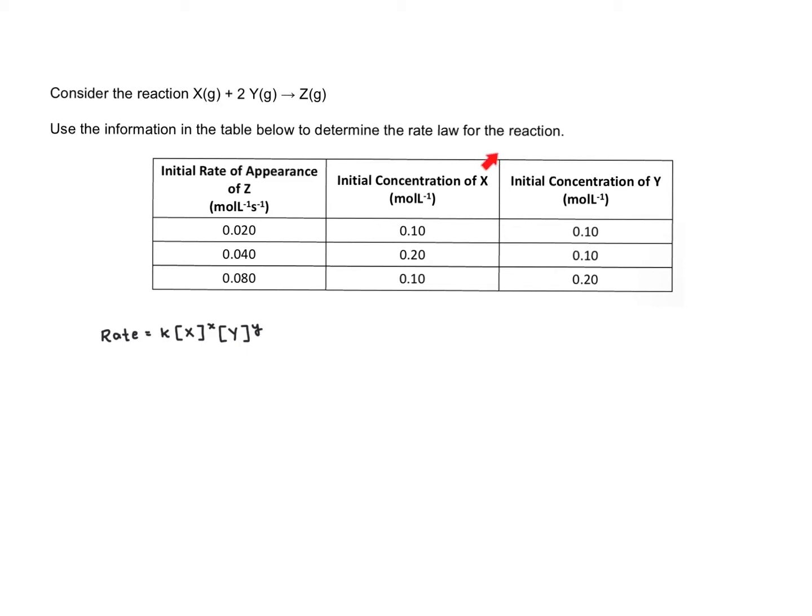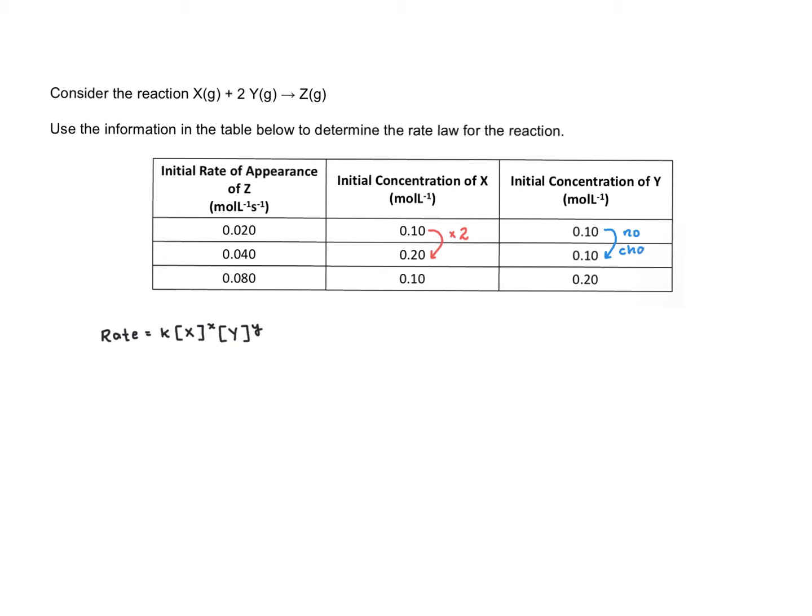So we're going to look at our data, which has concentrations of X and concentrations of Y and the rate of appearance of Z. And we're going to look at how changing the concentration changes the rate. So the first thing we're going to do is solve for how X affects the rate. And so we want to pick two trials in which the value of X changes. And we see that from trial 1 to trial 2, our concentration of X has doubled. In the same trials, we see that our concentration of Y has not changed.